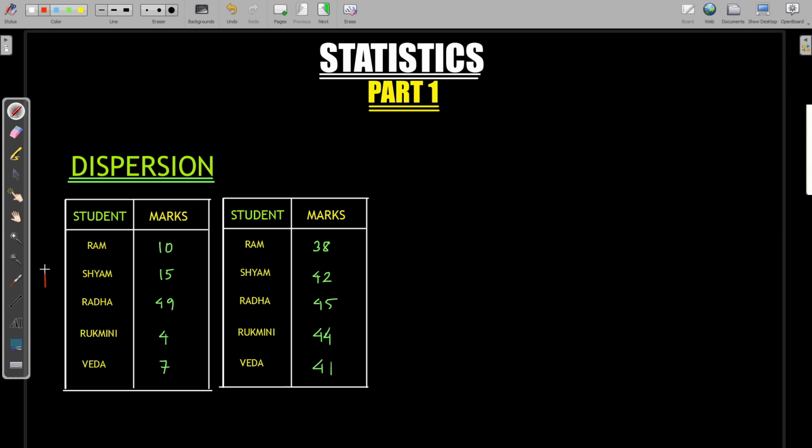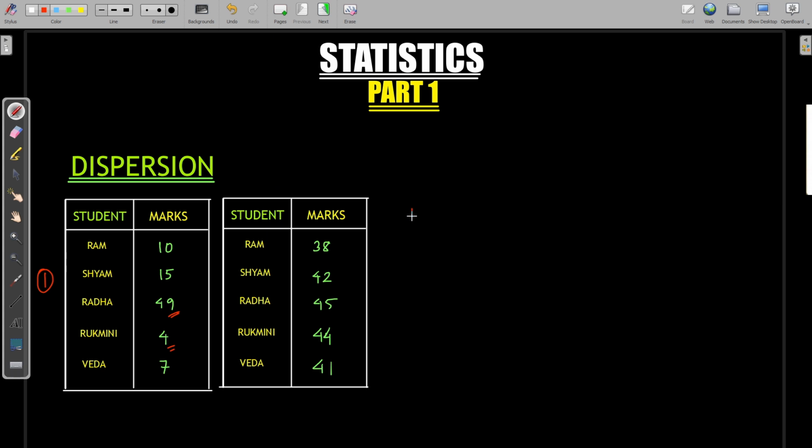Now see, in the first set of data, the values are too spread out. The maximum marks is 49 and the minimum is 4. But if you see in the second set of data, the values are very close to each other. Now, the means of two sets of data can be the same, but the values could be spread out, right? So to find that out, we need to find the dispersion.